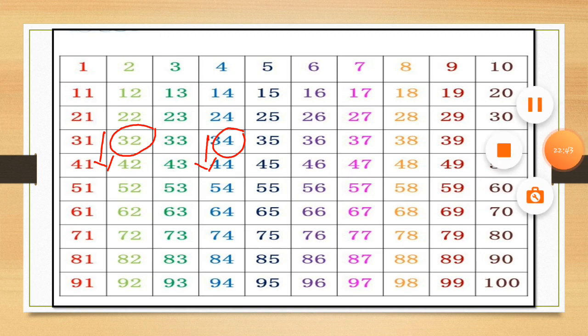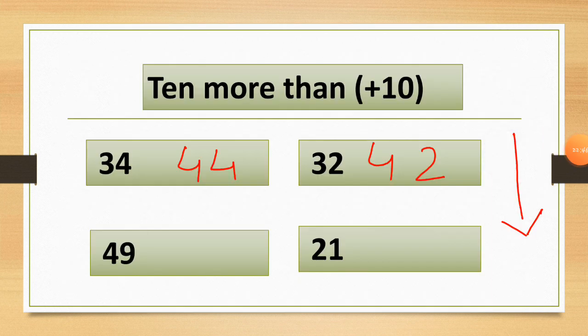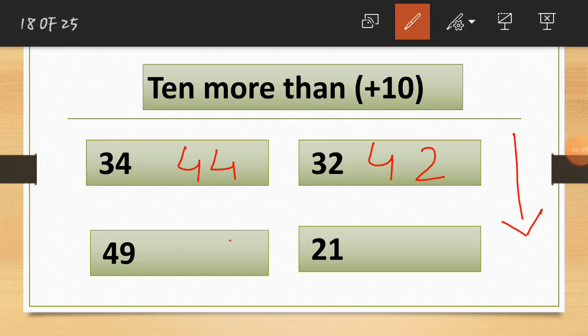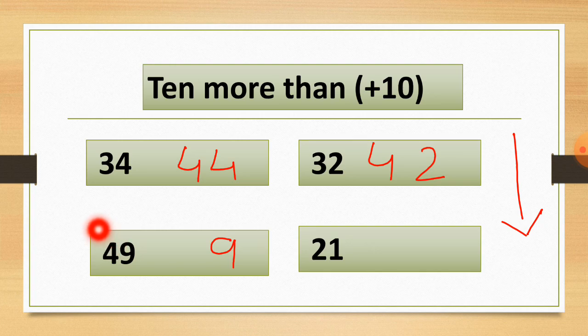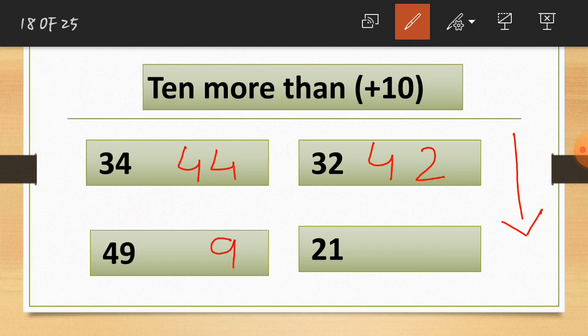Let's see the next example in the sum. Here is the 49 number. As I told you, the ones value will stay as it is. There will be no change in this ones value, and the changes will come in the tens value only. So here is the 4 value. The 4 is in the tens place. So we have to add one number to this 4 and we will get the answer. So 4 plus 1 is equal to 5.